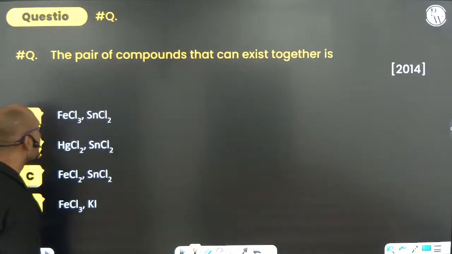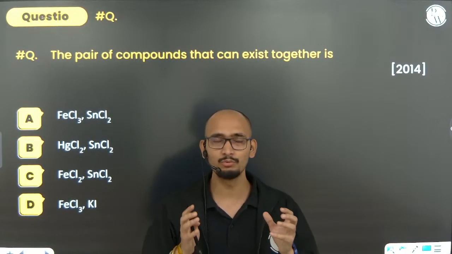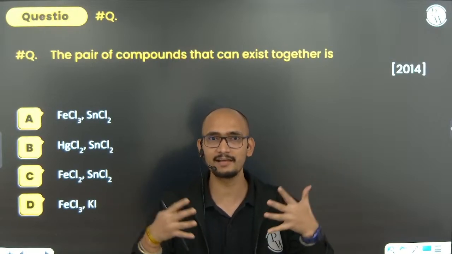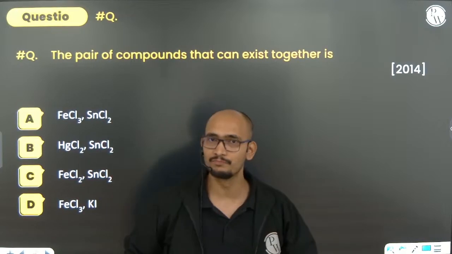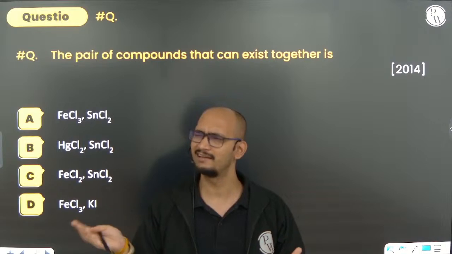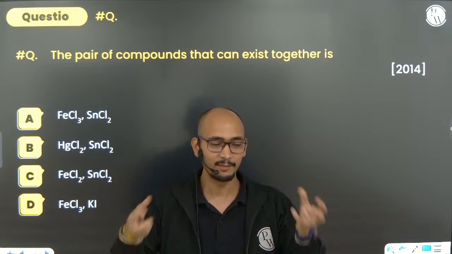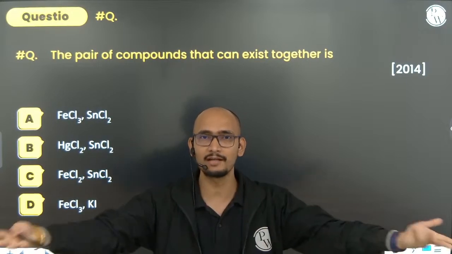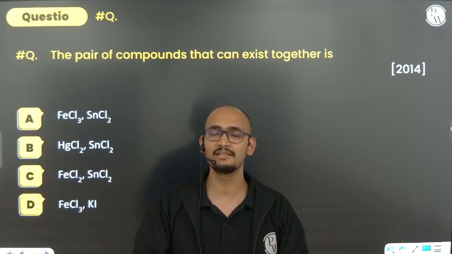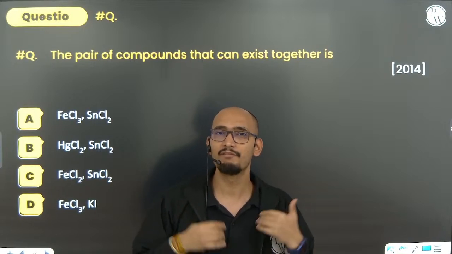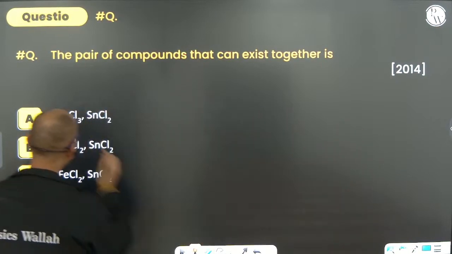Next, the pairs of compounds that can exist together. Always remember, when there are two reacting things, can they stay together without reacting? No. If there is an acid and an acid, they will not care about each other. Base with base, what do they care? They will not talk to each other because they have no reaction to take place, right? But if there is an acid and a base, they will react with each other to give salt and water, right? So acid and base can never exist together. Similarly, an oxidizing agent and a reducing agent can never stay together. Wherever there is one oxidizing agent and one reducing agent, they will react with each other to give a redox reaction.